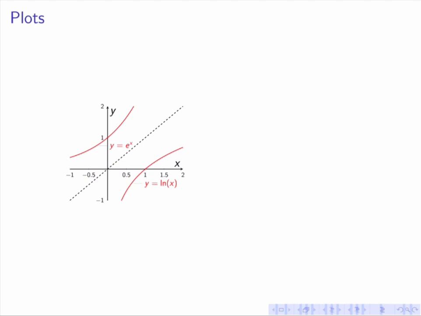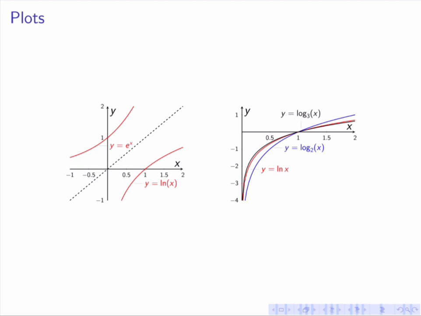Let's look at plots for the logarithm. So I show the exponential function to the base e and the inverse, which is the natural logarithm. And again, they are mirror images on the diagonal line. So the upper one is e to the x and the lower one is ln of x.